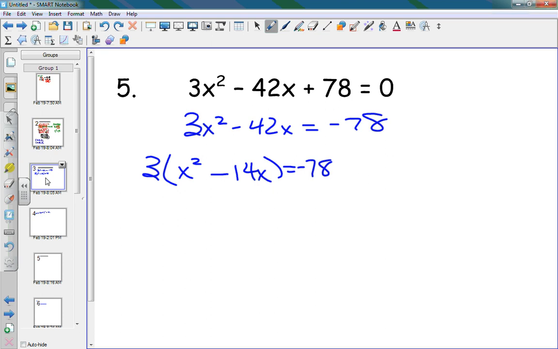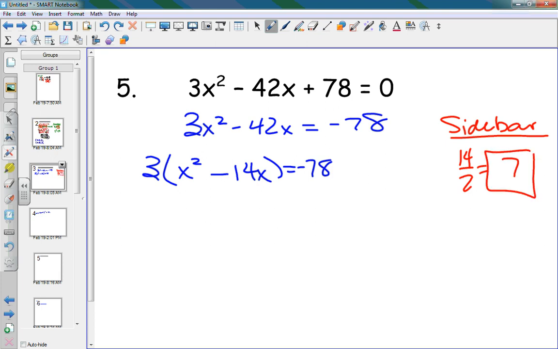Now, I want to complete the square on this thing. So what do I need to do at this point? You need the sidebar. What am I doing whenever I do the sidebar? I'm going to take 14 divided by 2. Does it matter if it's positive or negative? Because I'm going to have 7 there, and I box that in, and what do I do with that 7? Square it. I'm going to square it.